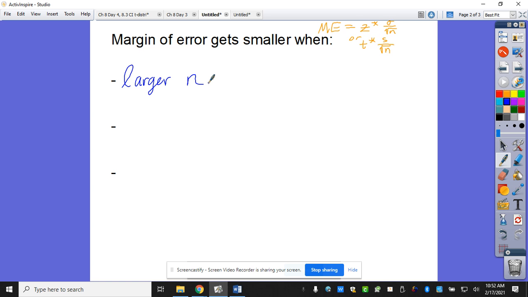So I already talked about N. Where does T come from? Where does T or Z come from? What do I need to be able to find Z? Confidence level. So can I change my confidence level? Yes. So if I want my margin of error to get smaller, what kind of confidence level would I want?